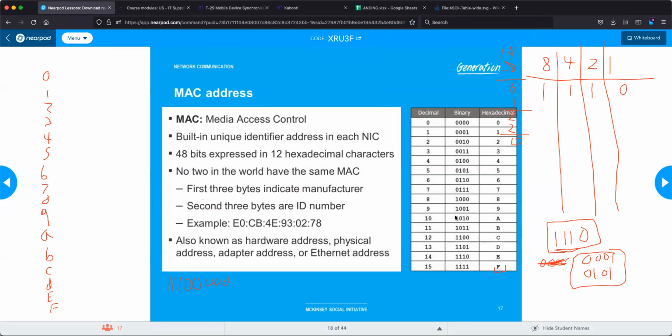Okay. So CB will be 1100 and 1011. Correct. So you have C, which is 1100, which is the first part of it, and then B, which is 1011. What I'm saying is if we were doing it the old way, it would take up more space. Yeah. What this is doing is allowing us to condense more information into a smaller space. That's why we use hexadecimal. Does it make sense? Yes, I understand now. Thank you. Okay, no problem.